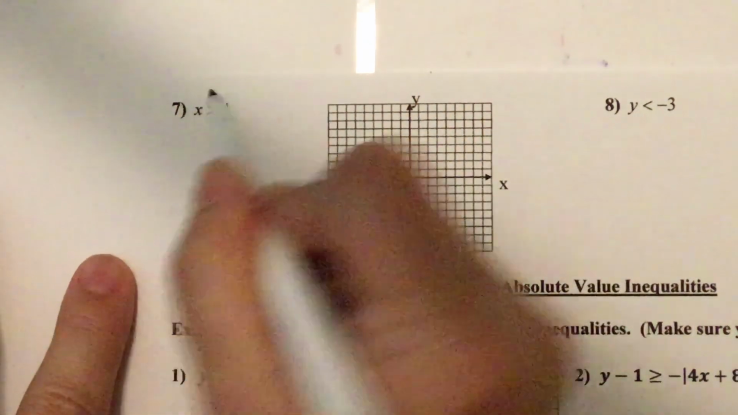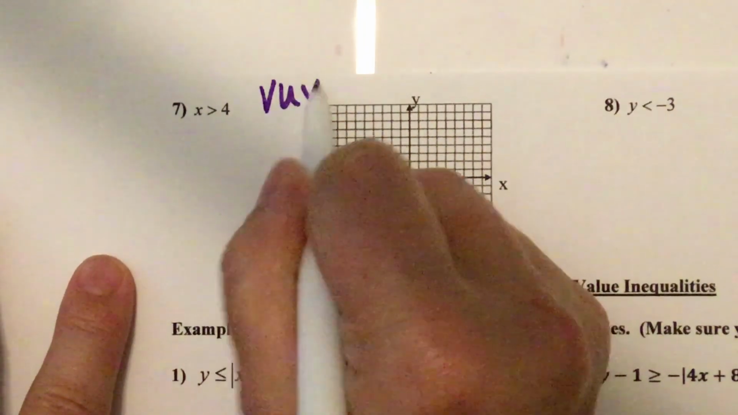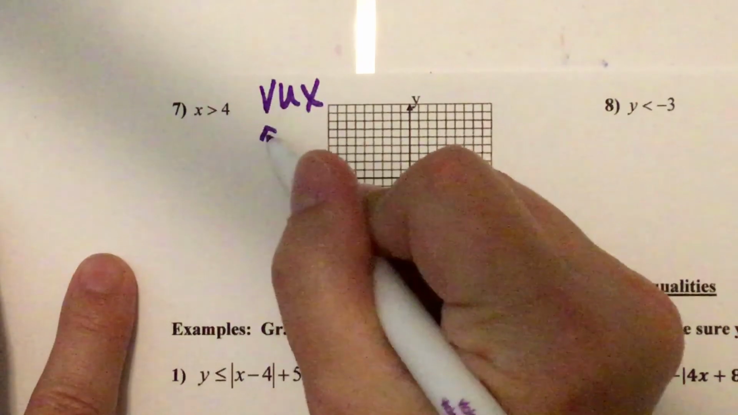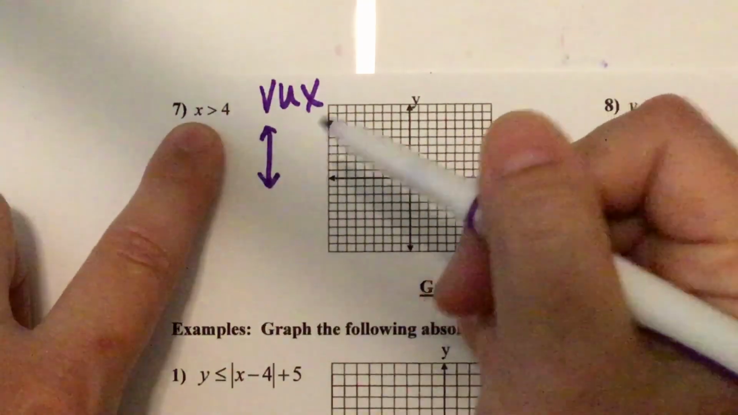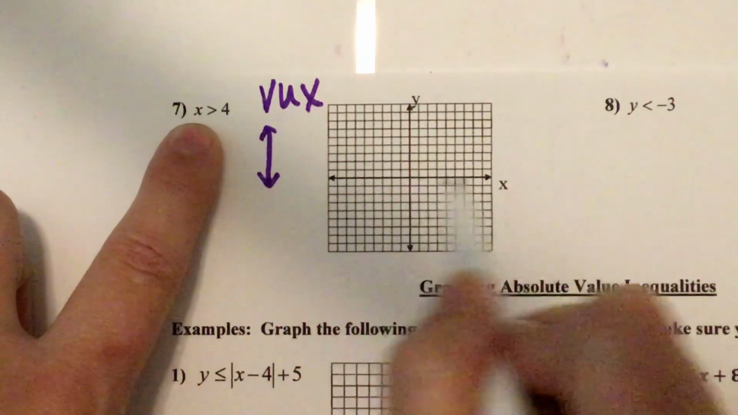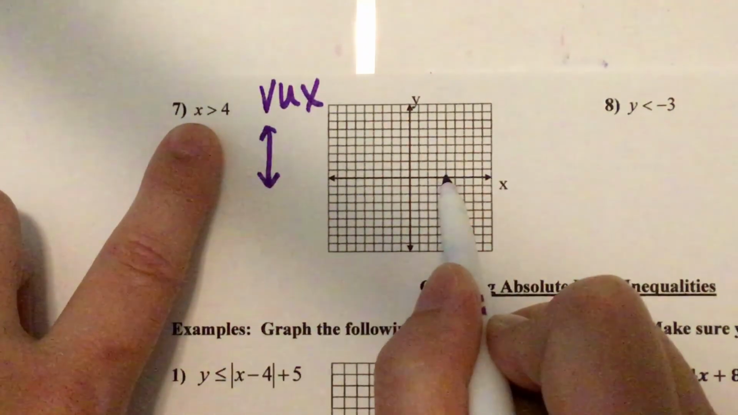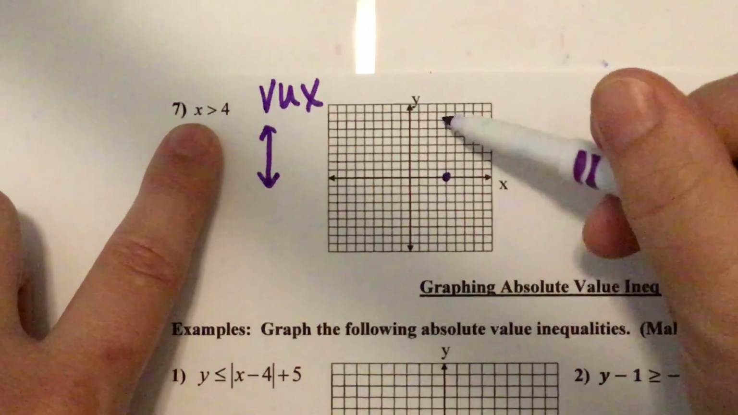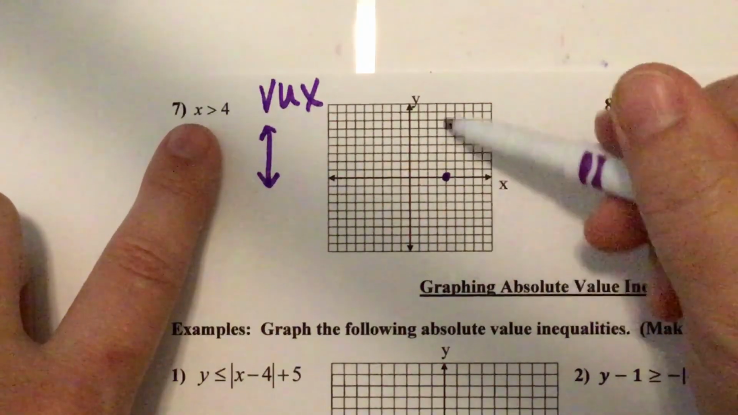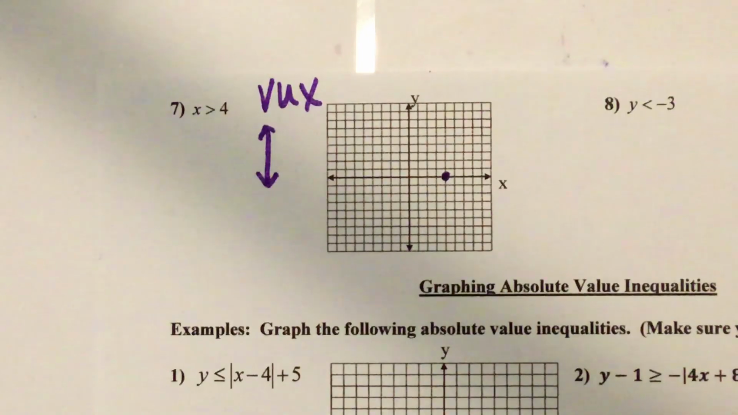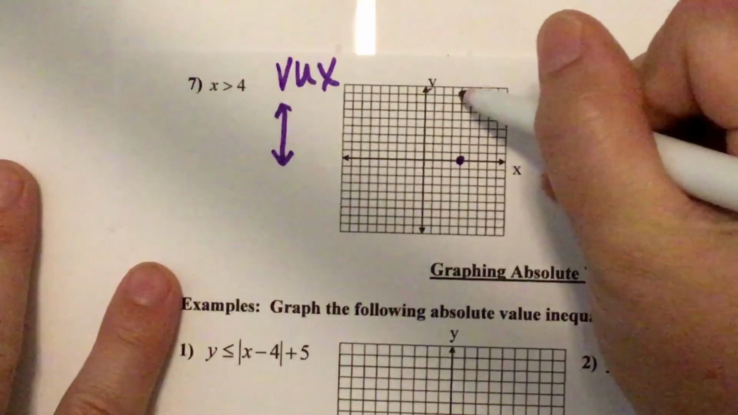If it's an x, it's vux. So V stands for vertical. So I'm going to make a vertical line. So I go to where x is 4. Remember, this is your x-axis. So I go right, 1, 2, 3, 4. And I'm going to make a vertical line. But is it solid or is it dashed? It's dashed. There's no equals. So it's a dashed line.